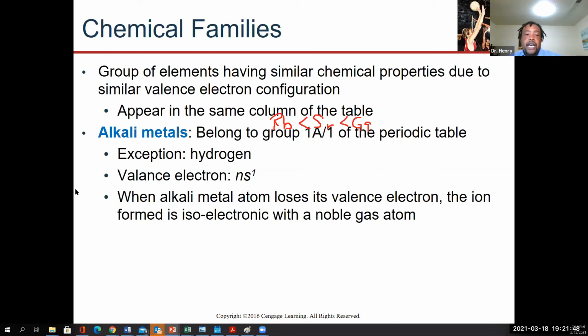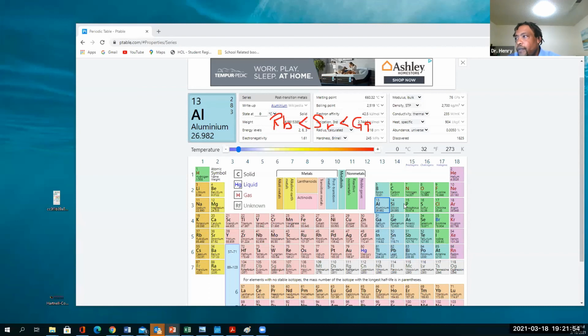The halogens, which are on the other side, I'll show you on the periodic table, are also very volatile. They want to react as well because they are only one away from being a noble gas. So they're going to be very reactive.